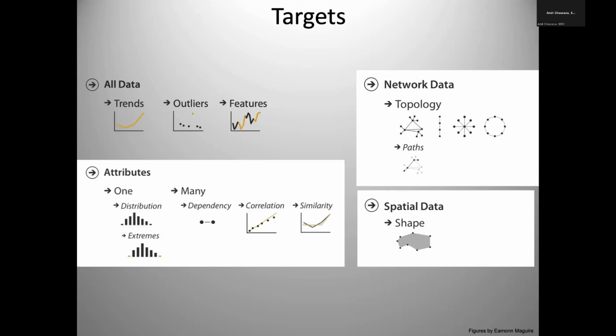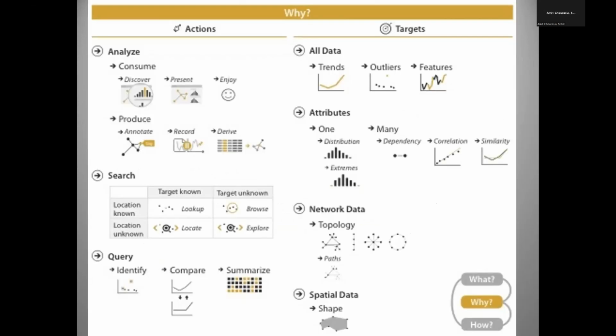Then we have targets. Whether we are looking at the entire data set, we are examining the trend of something, we are finding the outliers from the entire data set, or we're trying to pull out some features from the entire data set. We can look at the attributes, whether we are looking at one or many. We can examine the topology of the data set, how things are connected with each other. And we can also examine the shape of something when we are working with shape data. So we have actions, and then we have targets.